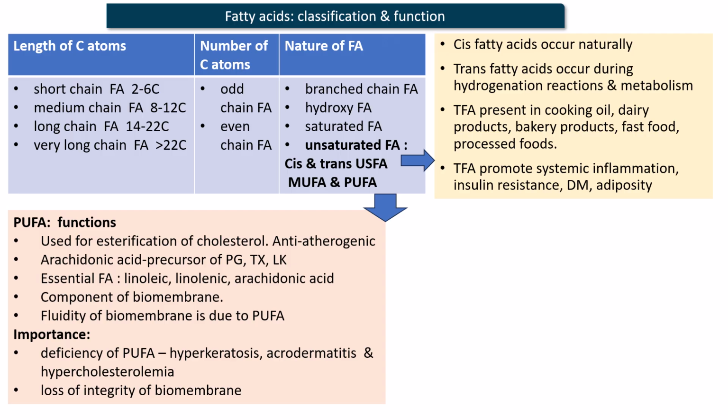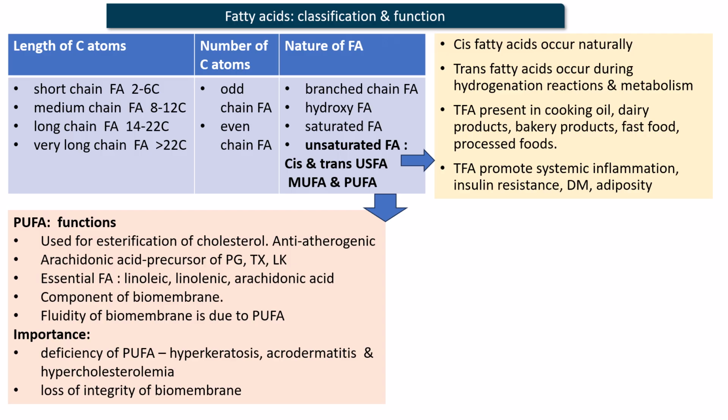Arachidonic acid is a precursor of prostaglandins, thromboxane, and leukotrienes, which mediate inflammation inside our body. Now, all the essential fatty acids are polyunsaturated fatty acids. The examples being linoleic, linolenic, and arachidonic acid. Now, these PUFA are a component of biomembrane and they contribute to the fluidity of the membrane.